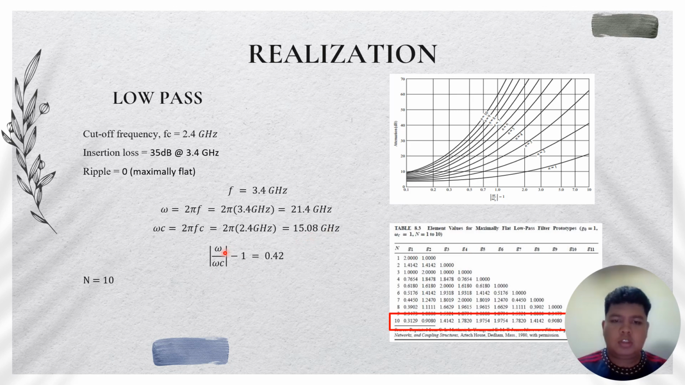Then we use the formula modulus of omega over omega c minus 1, and we get 0.42. If you look at this graph, you can see the 0.4 is here and the 35 dB is here. So our n is equal to 10. Then we follow the table for n equals 10.